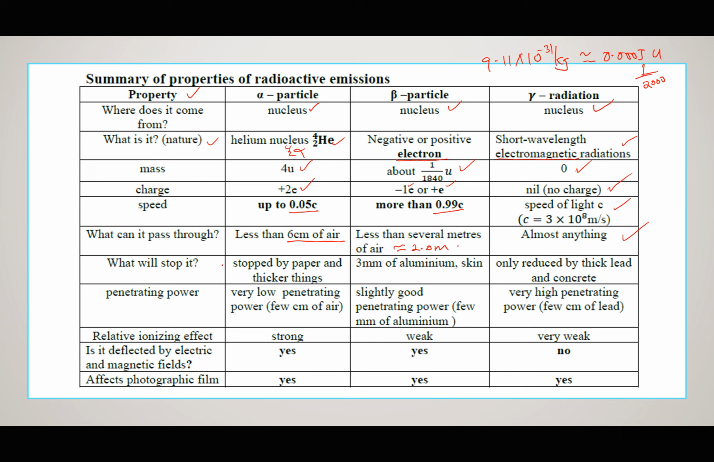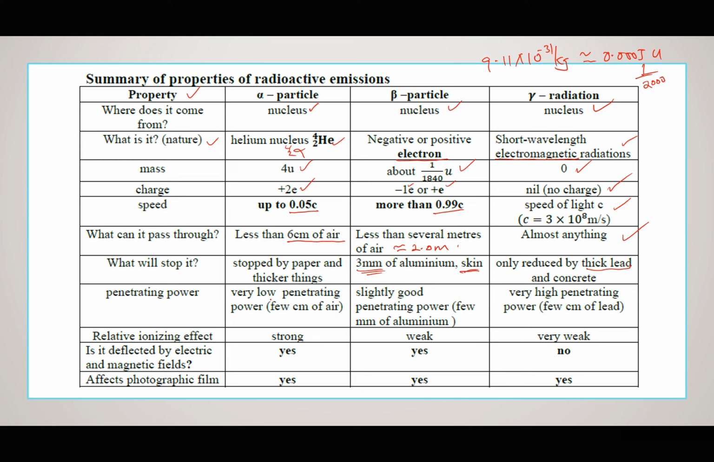Then what will stop it? Alpha particles can easily be stopped by a piece of paper, or any thick material. Beta particles can penetrate paper and card. They can penetrate a lot of thick materials, but they can be stopped by about 3 millimeters of aluminium. The skin can also stop beta particles. Gamma radiations can penetrate paper and aluminium, and are only reduced by thick lead. They can travel several centimeters through concrete and lead unless it is extremely thick, so they are only reduced by thick lead and concrete.